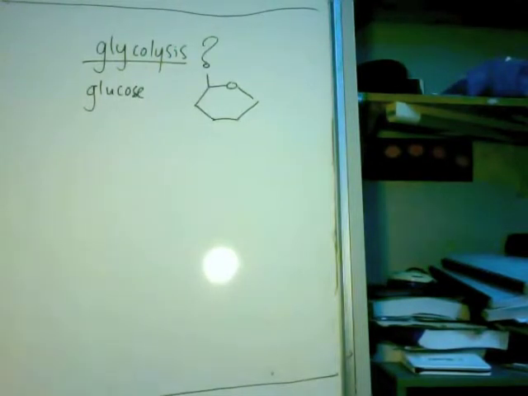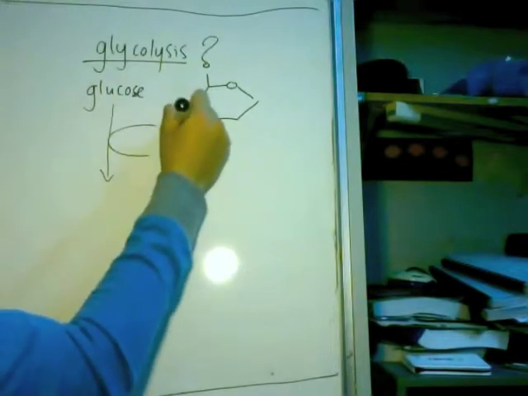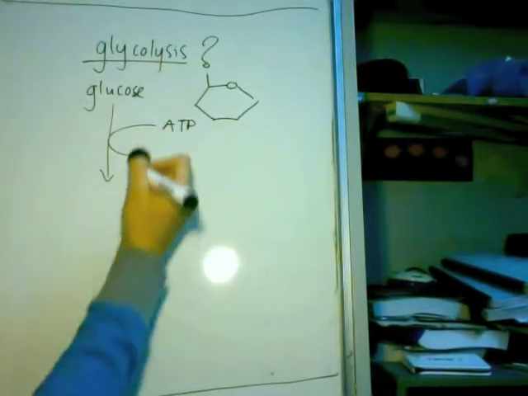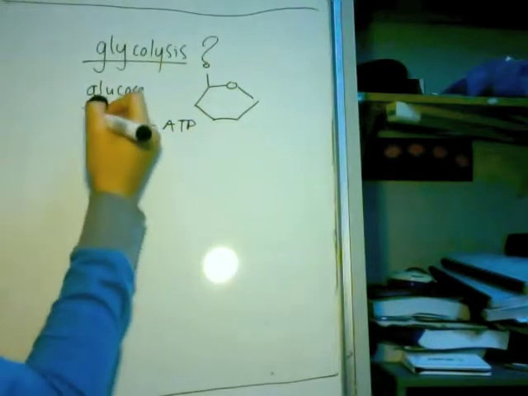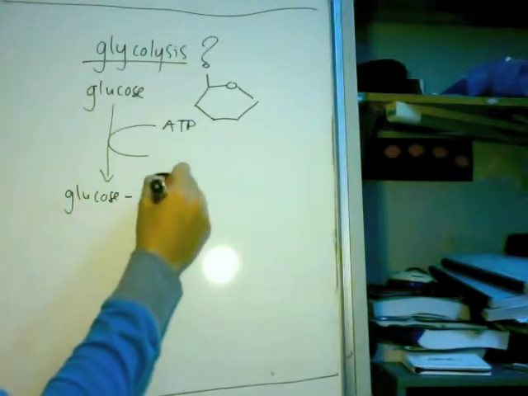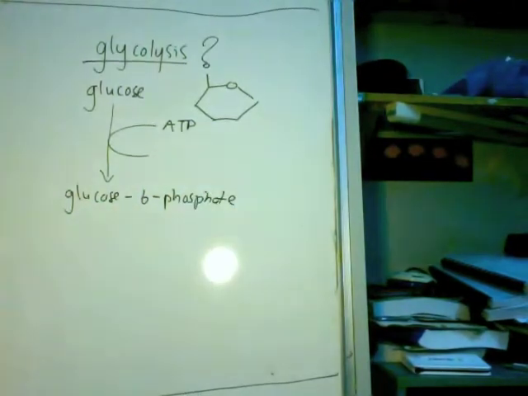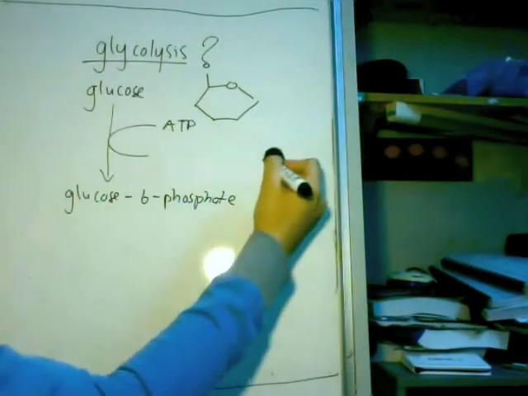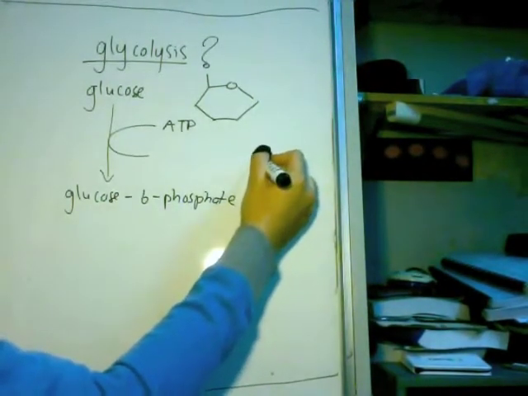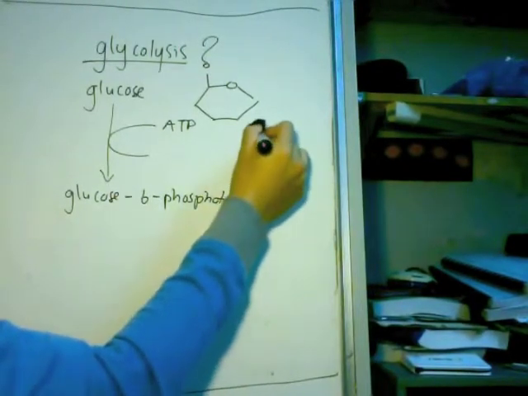First, when glucose enters the cytoplasm of the cell where glycolysis occurs, an ATP molecule is required to turn glucose into glucose 6-phosphate. Which will look something like this, probably. There.